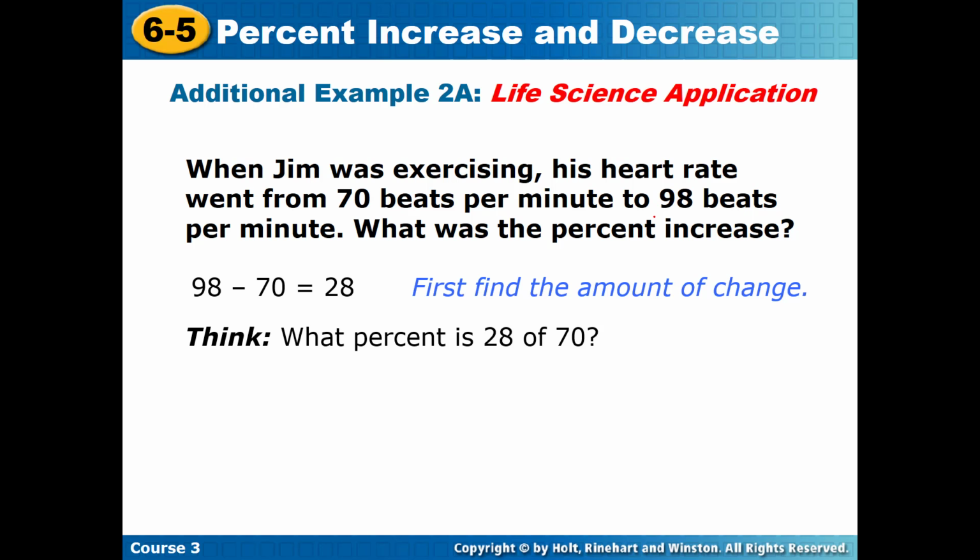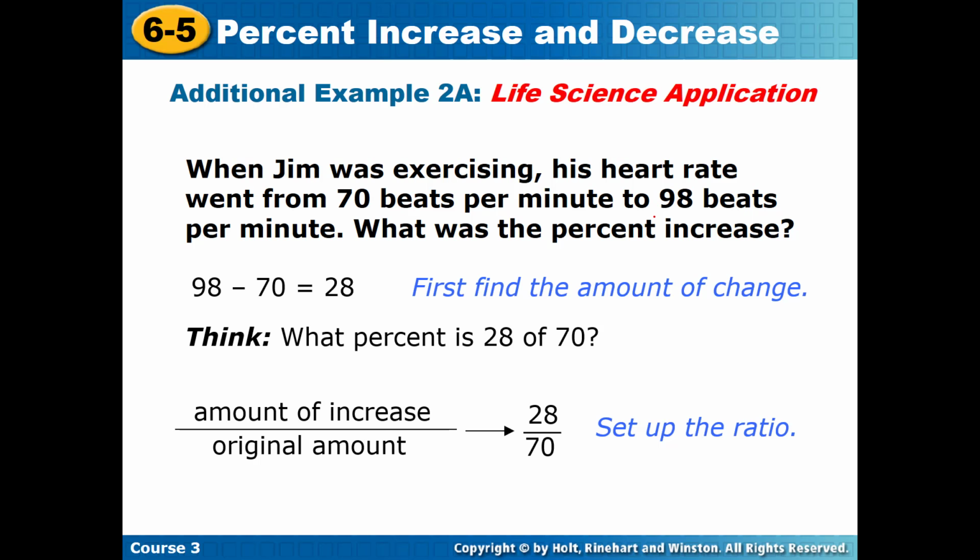You went from 70 to 98. So now we set up our ratio, amount of change divided by original amount. So this is 28 divided by 70. And then what are we going to do with that to change that into a percentage? We're going to multiply that by 100.